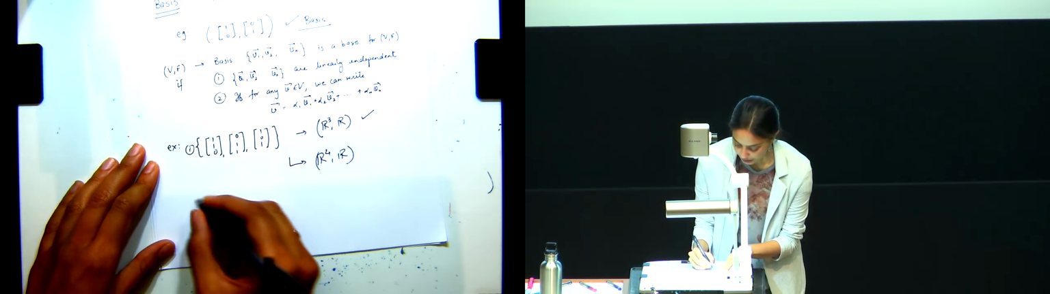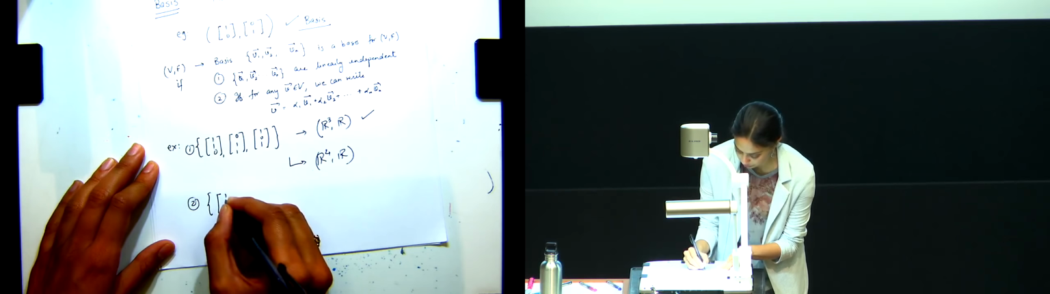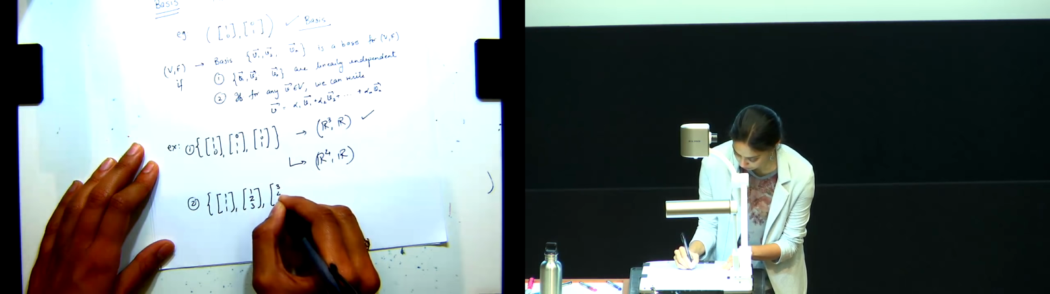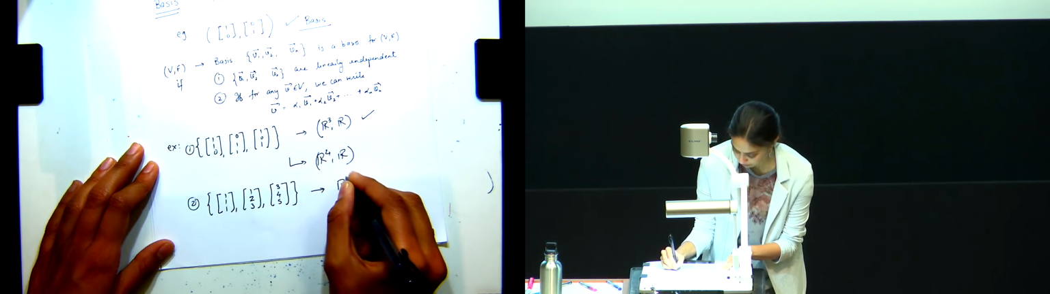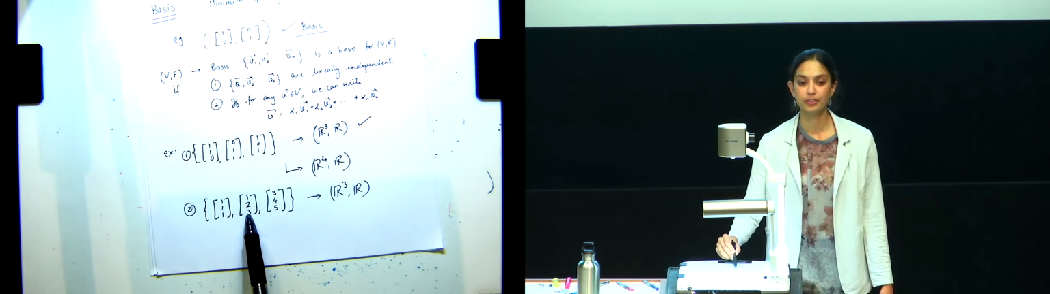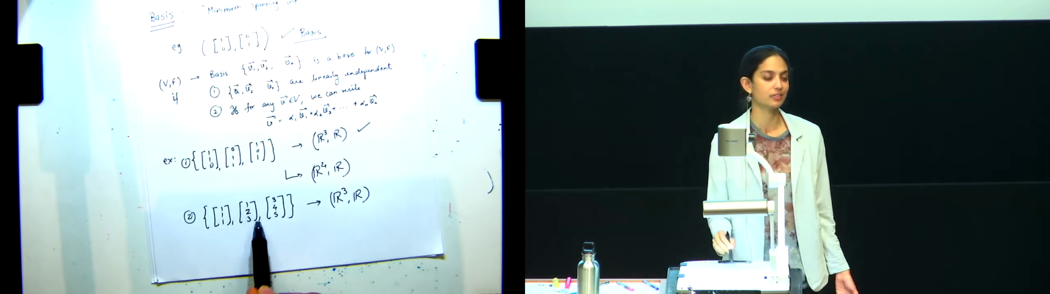What about, is this a basis for R3? What about this set? No. Why is it not a basis for R3? They're linearly dependent, right? How do you see that they're linearly dependent? This guy plus this guy equals this guy, right? Is that true? No. 2 times this guy plus this guy equals this guy. Okay, good.